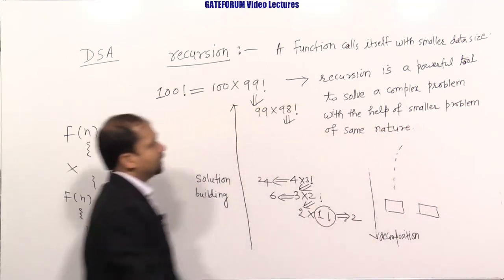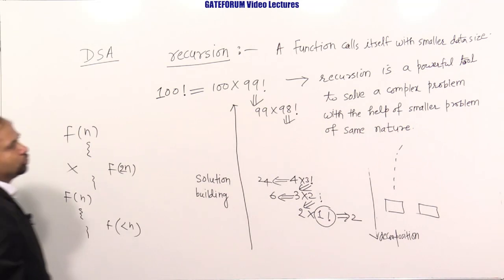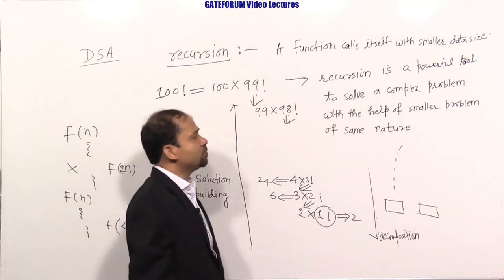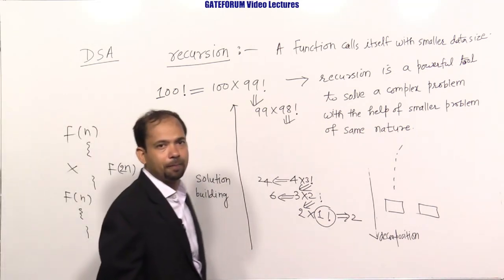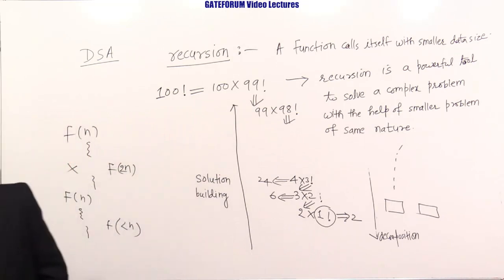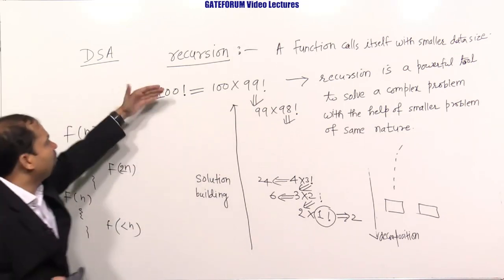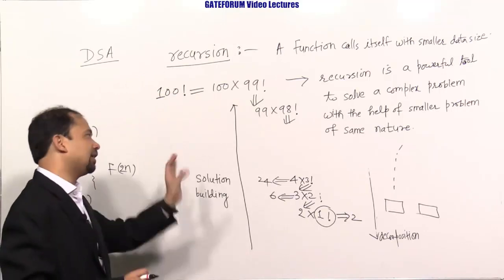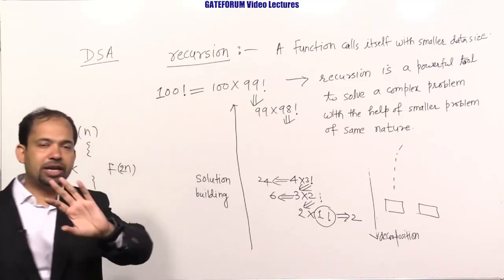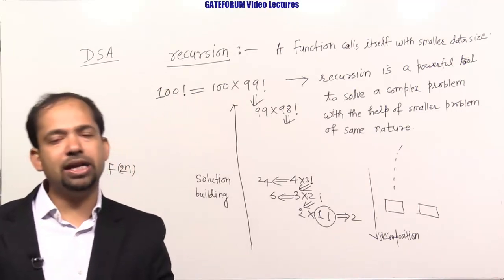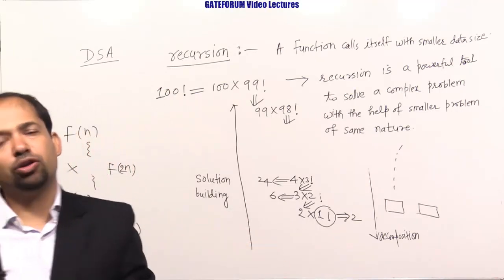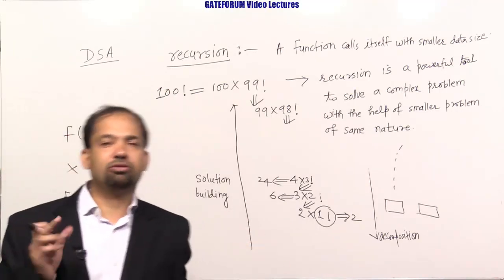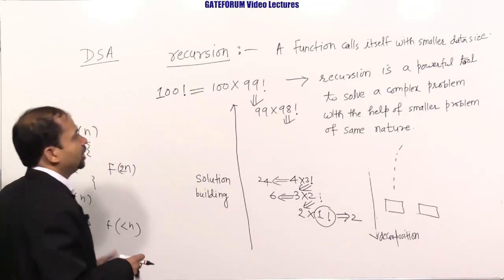Recursion is a powerful tool to solve a complex problem with the help of a smaller problem of the same nature. First we can have a function for this factorial program, and then we'll compare the time and space taken by the recursive method and the non-recursive method, and then we'll come up with one conclusion.